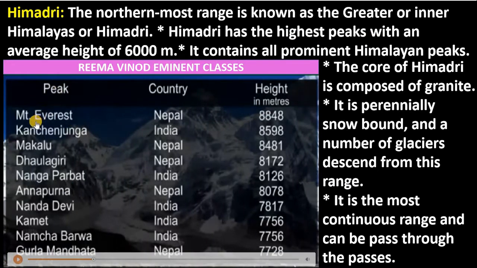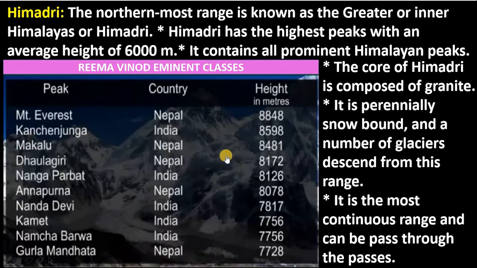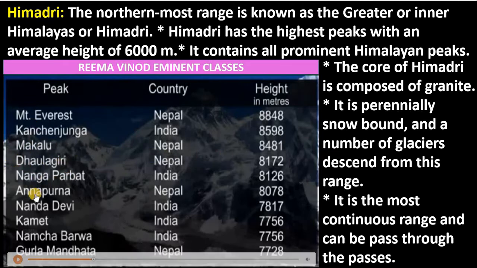Here you can see the list of Himalayan peaks. Mount Everest, which is located in Nepal, 8,848 meters. Kanchenjunga, located in India, 8,598 meters. And the other peaks you can see here: Makalu, Dhaulagiri, Nanga Parvat, Annapurna, Nanda Devi, Kamet. We have a number of highest mountain peaks.